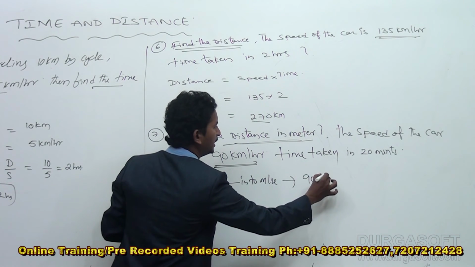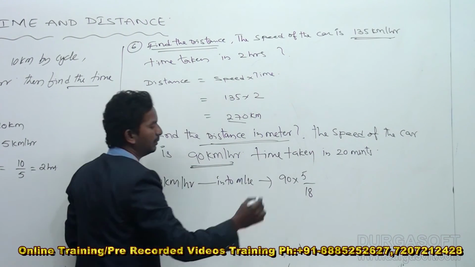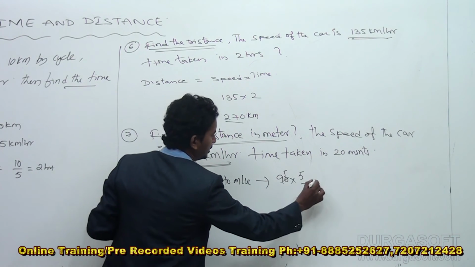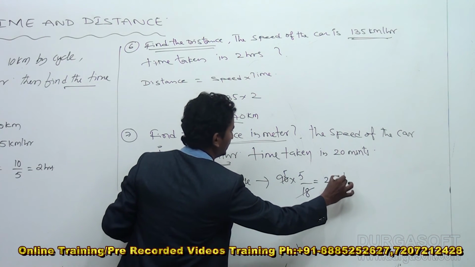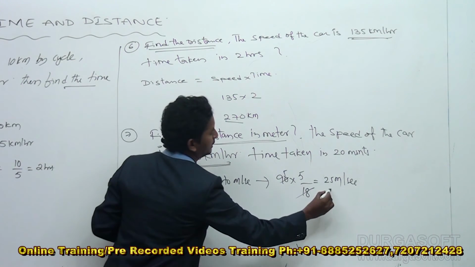90 into 5 by 18. 18 fives are 90, so that is 25 meter per second. So in terms of the distance in meters, I get the speed in meter per second.